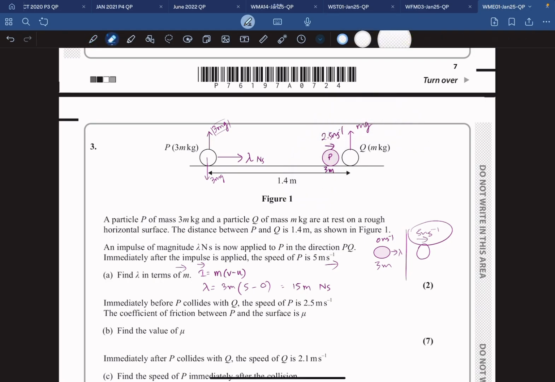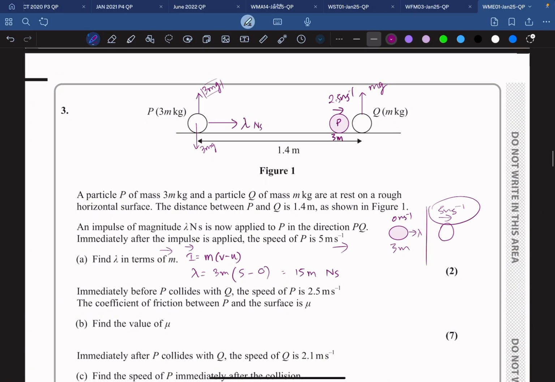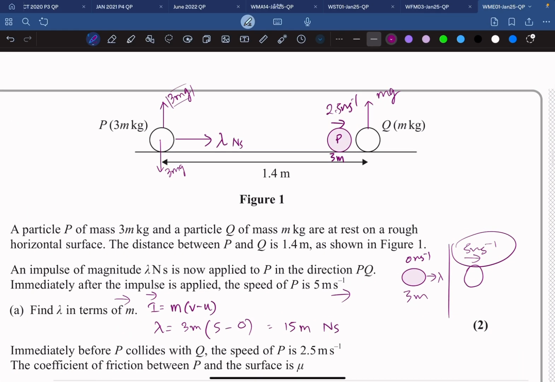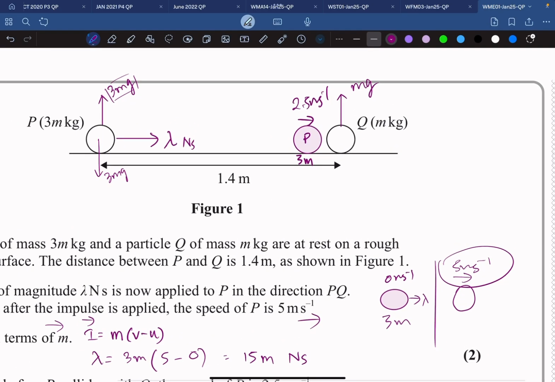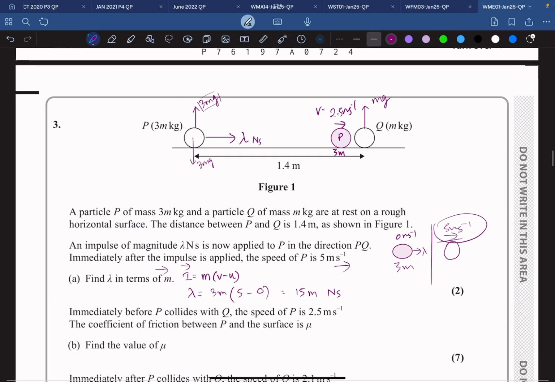Okay, so we're essentially not worried what happens to Q. We're just worried about P and the coefficient of friction between it and the surface. How do we do that? Well, since we have the initial and final velocities, what are they? The final is 2.5 and the initial is 0. No, it's not. The initial is 5. That is when we actually start moving, so that's going to be our initial velocity for now, and that's the final velocity. This is v, and this is u.